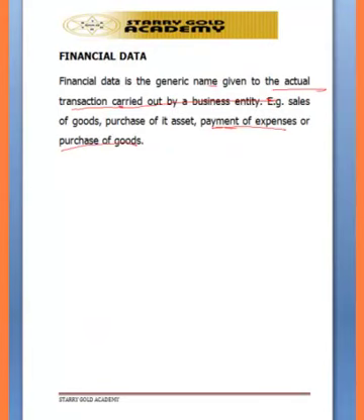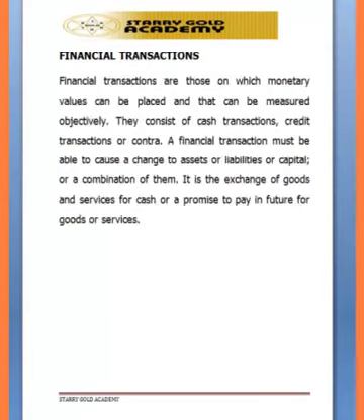Okay. Now let's look at financial transactions. Financial transactions are those on which monetary values can be placed. Now, the control word is about any transaction to be referred as financial transaction, its monetary value must be placed on them, and that can be measured objectively. So it's not just placing monetary value on it. Objectivity must play a role in determining what is a financial transaction.